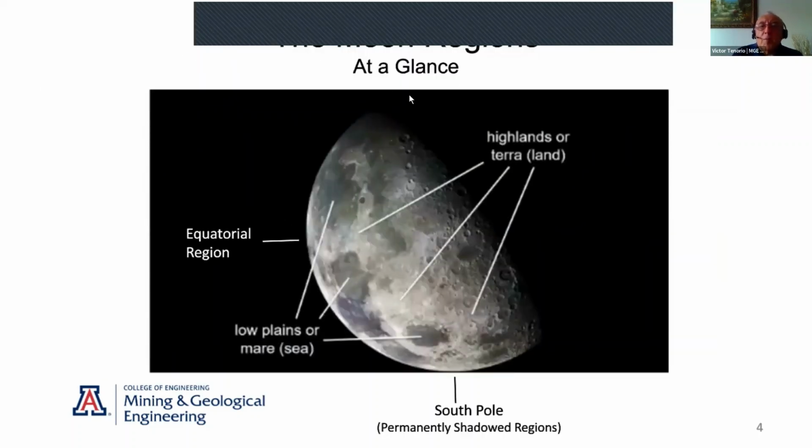This is a view of the moon as we already know it quite well. We have Terra, the highlands, we have the mare, the seas, and the South Pole, our main target for icy regolith and other materials in the permanently shadowed regions, and the equatorial region that hasn't been mentioned too much, but actually, at least in this presentation, will have some instrumental role.